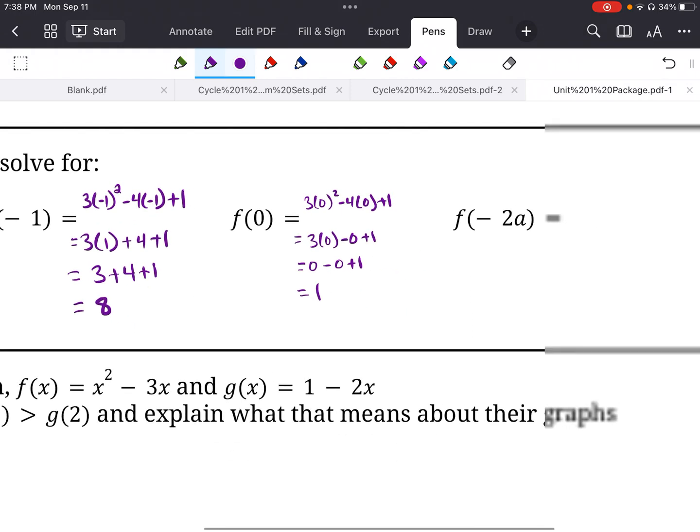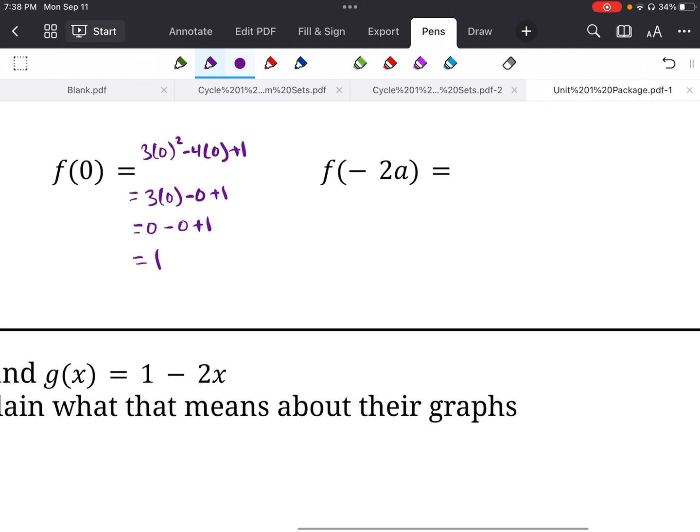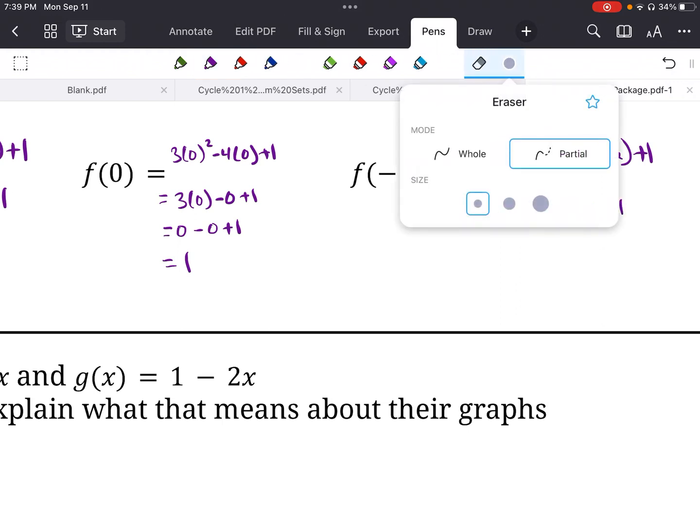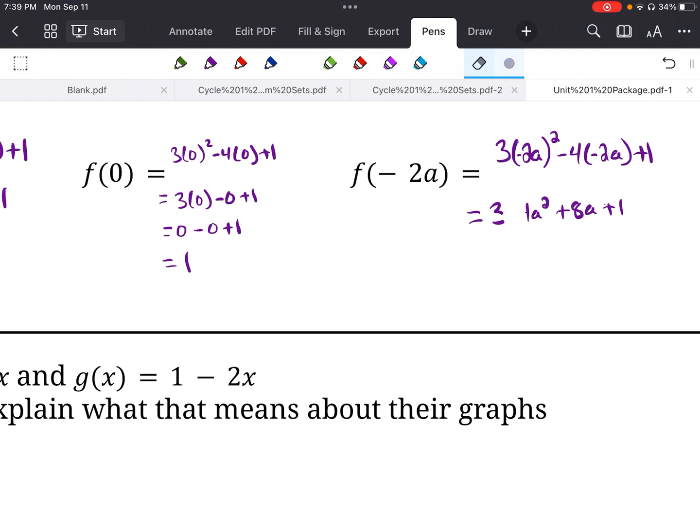Good. And finally, just to confuse everyone, what if there is a number and a variable to replace our x value? Well, what this is going to do is give us another function. So negative 2a squared is 4a squared plus 8a plus 1. I don't know why I drew a bracket there.